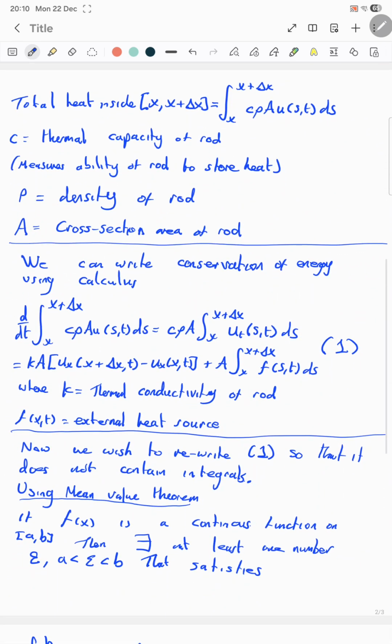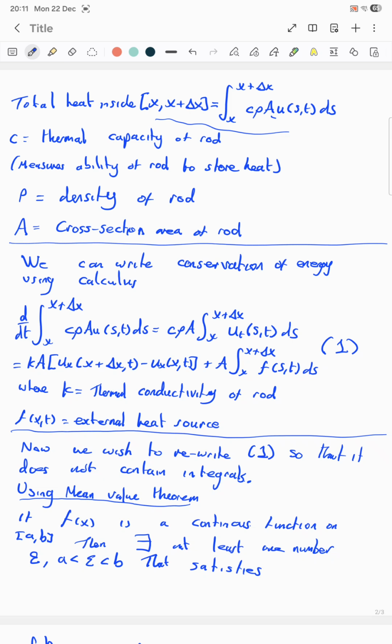Now the total heat inside the interval is the integral between x and x plus delta x of c rho A u of s, t ds, where c is the thermal capacity of the rod, which measures the ability to store heat, and rho is the density of the rod, and A is the cross-sectional area of the rod.